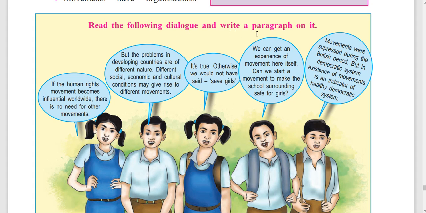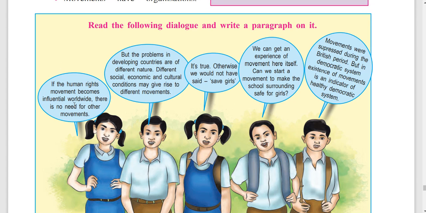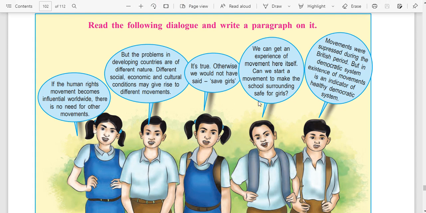Read the following dialogue and write a paragraph on it. If the human rights movement becomes influential worldwide, there is no need for other movements. But the problems in developing countries are of a different nature. Different social, economic, and cultural conditions may give rise to different movements. It's true, otherwise we would not have said 'save girls'. We can get an experience of movement here itself. Can we start a movement to make the school surroundings safe for girls?